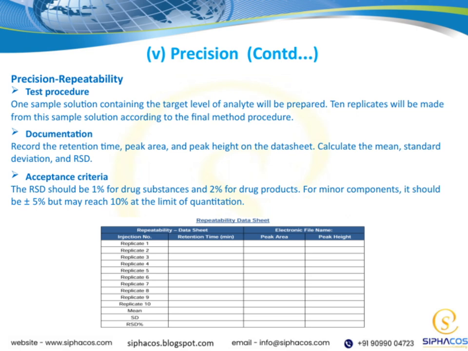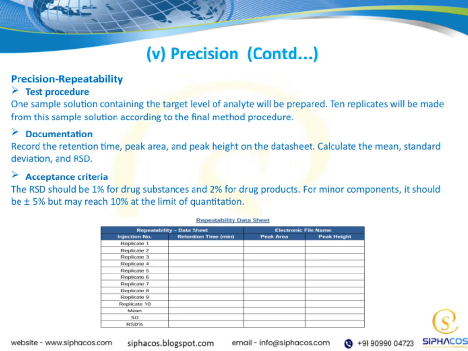Next, during documentation, it's important to record key data points like the retention time, peak area, and peak height for each replicate on the datasheet. Once we have these, we calculate the mean, standard deviation, and relative standard deviation, or RSD, to understand the variability in our measurements. Moving on to acceptance criteria, the RSD should be 1% for drug substances, which indicates very good precision. For drug products, a slightly higher RSD of 2% is acceptable.